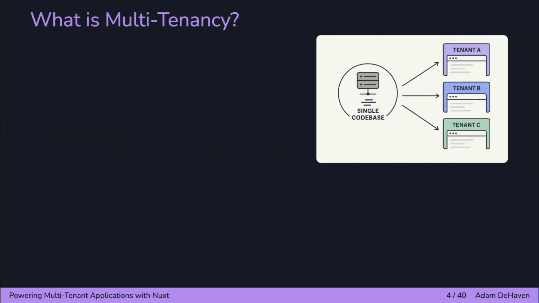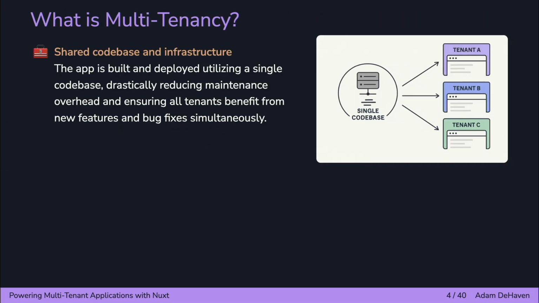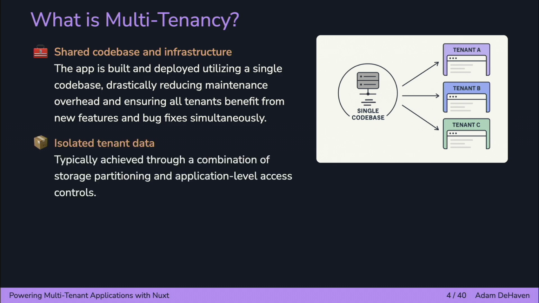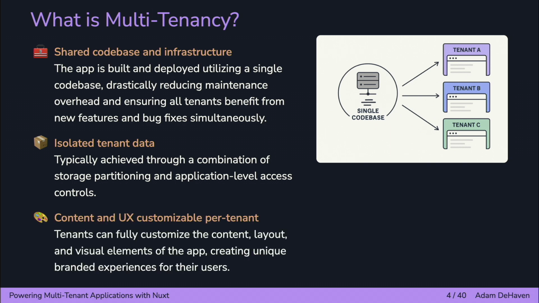So let's dive a little bit deeper. With multi-tenancy, you typically have a shared infrastructure and a shared code base. So the app is built and deployed using a single code base, which reduces maintenance over time, reduces overhead, and ensures all tenants benefit from the same features that you build into the product. Typically, they have isolated tenant data, right? This is usually achieved through a combination of storage partitioning and application-level access controls. The content and UX is customizable per tenant, so tenants can fully customize the content, layout, and visual elements of the app, creating a unique branded experience for their users.